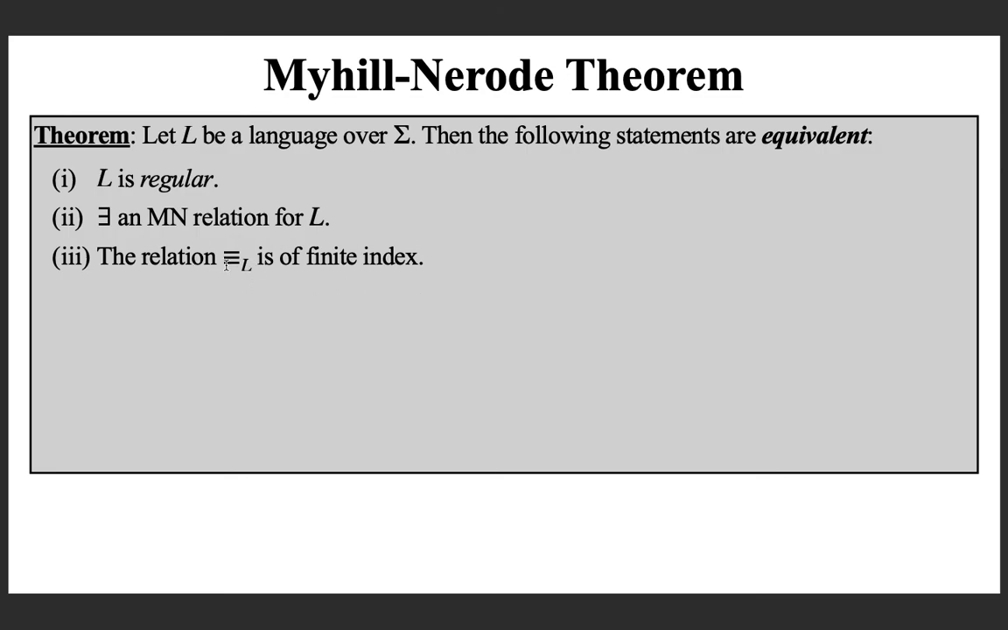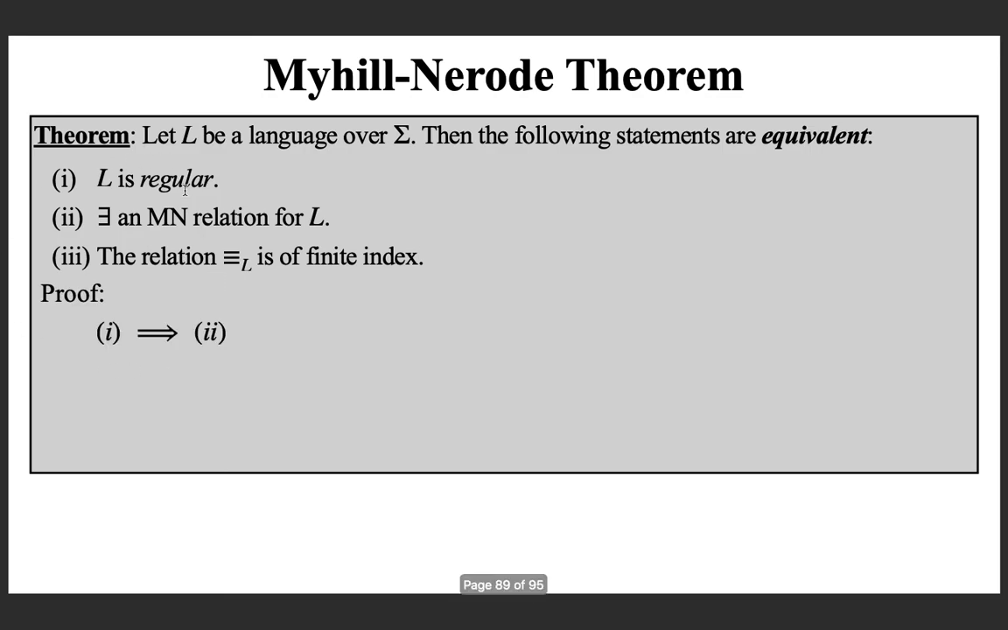So the Myhill-Nerode theorem tells us that these three are equivalent. If L is a regular language, then there exists an Mn relation. And if there exists an Mn relation, then the canonical relation is of finite index. And if the canonical relation is of finite index, it's a Myhill-Nerode relation, and hence we know that this is a regular language. Maybe we can try to prove it.